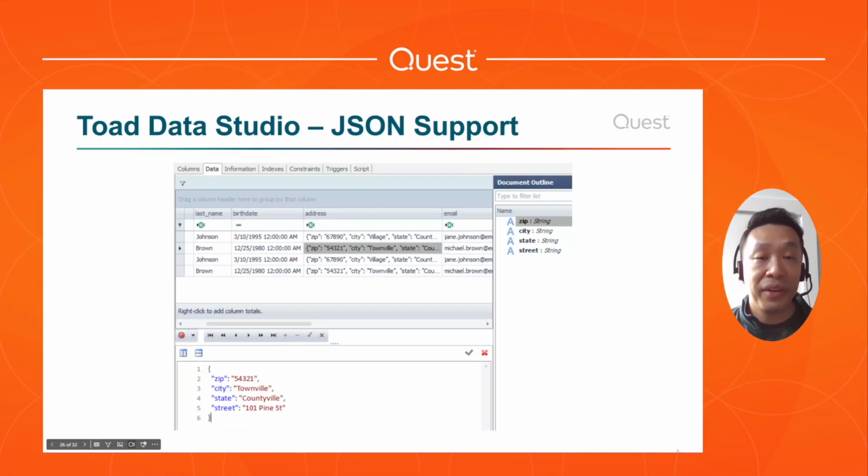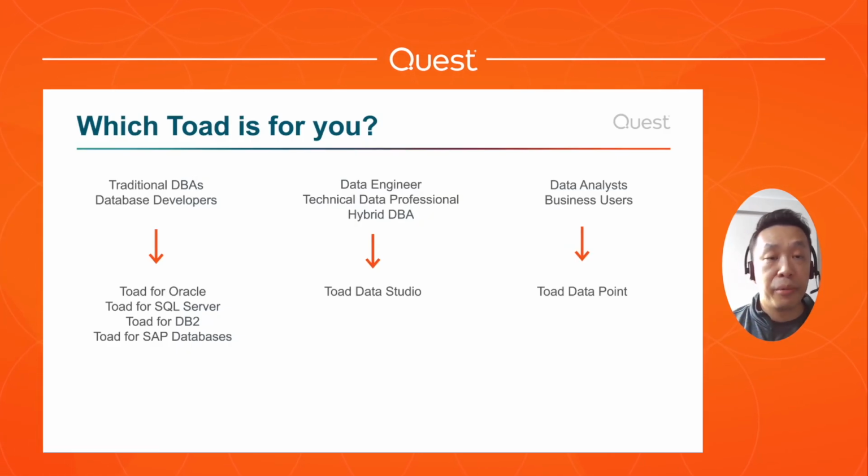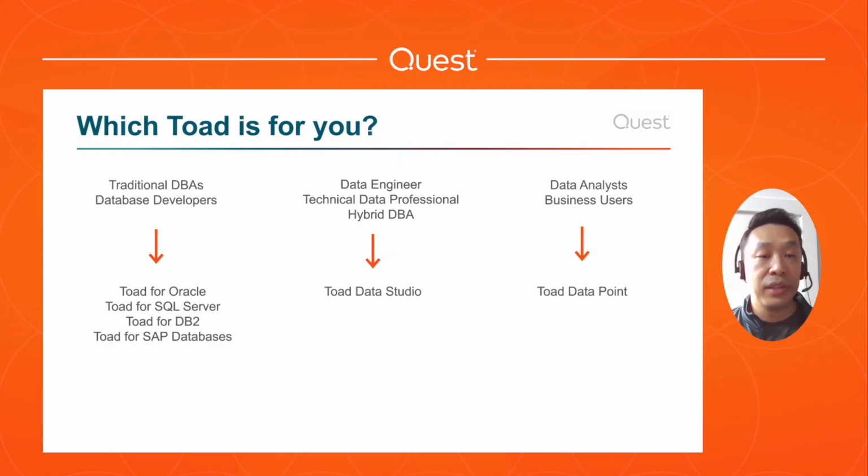All right. So we covered a lot of different Toads, right? And this slide kind of summarizes that, or we're going to break it down. If you're a very technical DBA or database developer and you're really focused on one platform, then you're going to want to look at the Toad for platforms, right? So Toad for Oracle goes really deep into Oracle. Toad for SQL Server goes really deep into SQL Server, DB2 and SAP and so on. So if you're a DBA for those platforms and you want to go deep and get diagnostics and things like that, or if you're a developer and you want the debuggers and optimizers, you're going to want to stick with the Toad 4s.